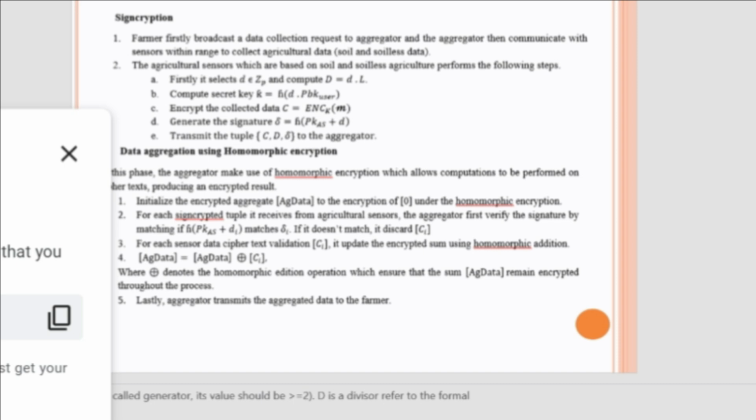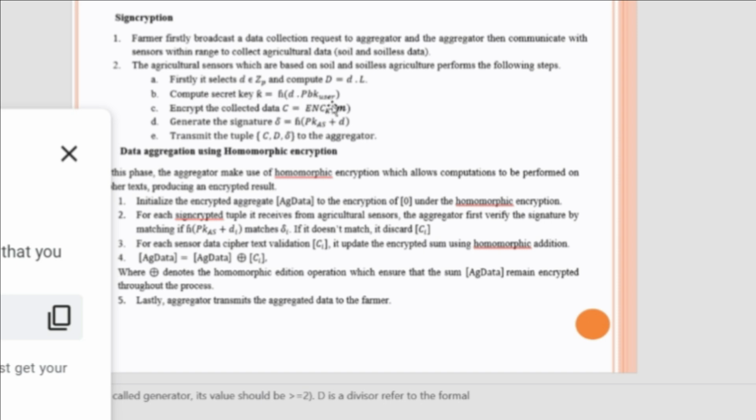Computation cost is measured in terms of operations used. So basically, computation cost is measured in terms of operation. What are the operations at the sender and receiver side? If you see the PPT, at the sender side, what computation is used?